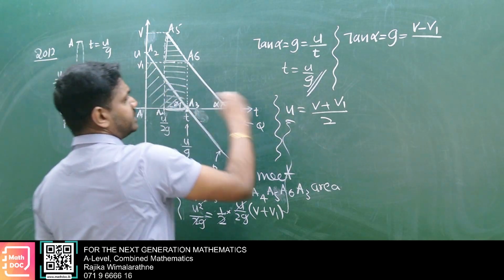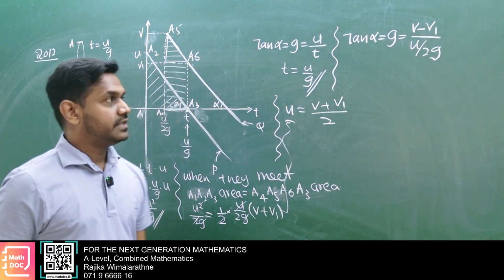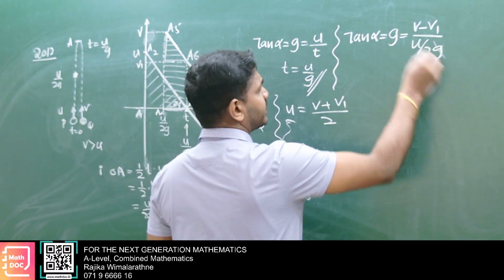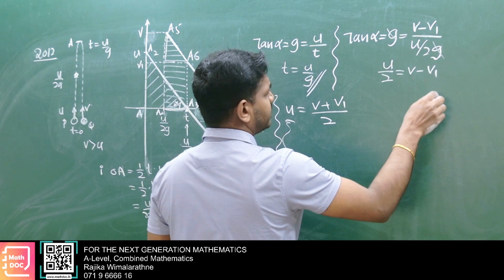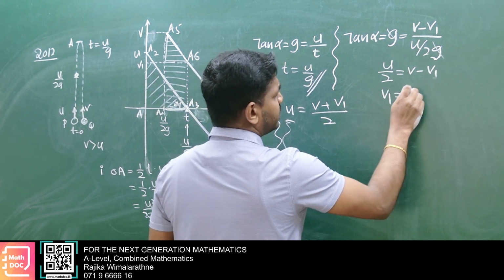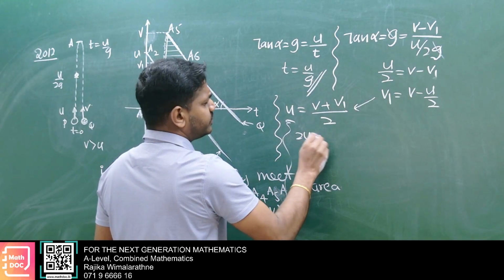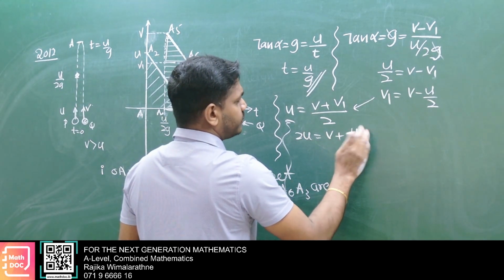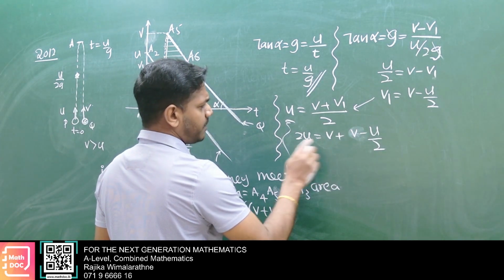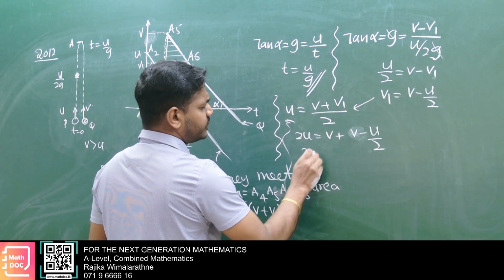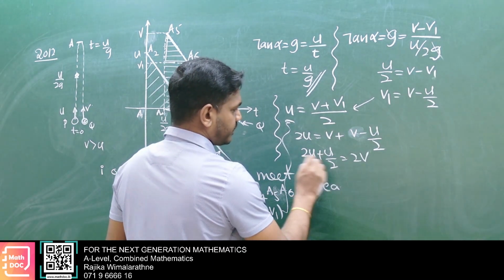Here U over 2G. Now further you simplify. Then U over 2, V minus V1. Then V1 equal V minus U over 2. Put it here. Then 2U, V minus U over 2. Then simplify. Here 2U plus U over 2 equal 2V.